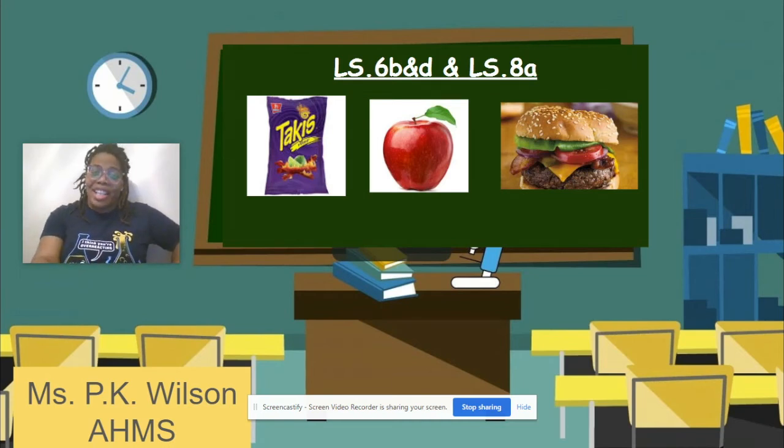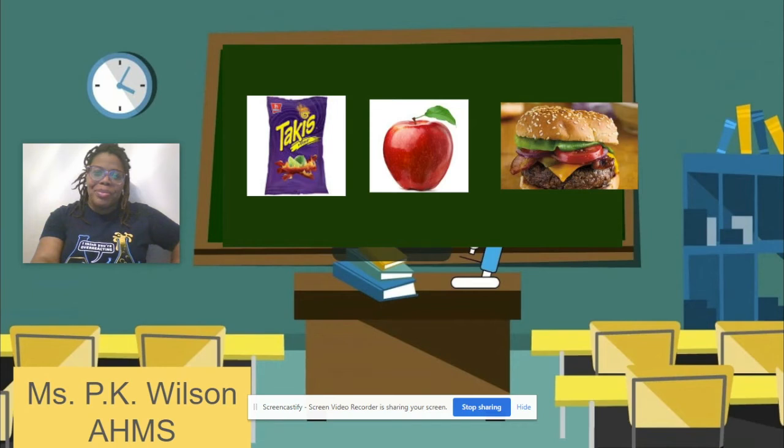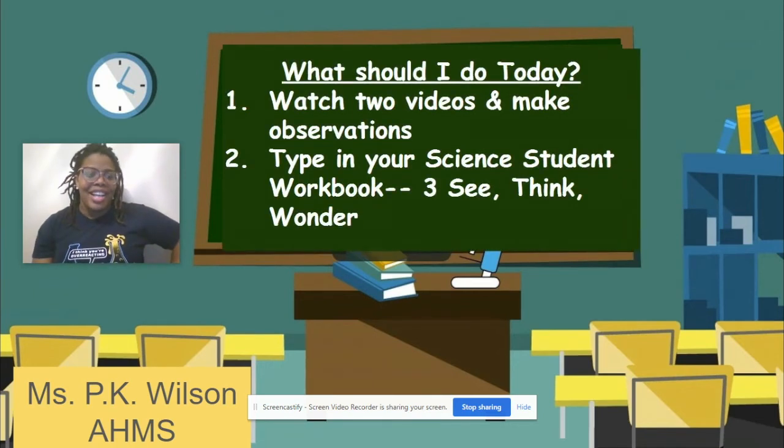To get us started in thinking about that, here's what I want you to do today. Right after you watch this video, go ahead and watch the 2 videos that are linked and see what you think is going on there. Make some observations. And as you make your observations, you can type into your science student workbook 3 things that you see happening with your own eyes, 3 things that you notice occurring in these videos, and then 3 things that you think might be happening in these videos. And then take it a step further and jot down 3 things that you wonder about based upon this video.